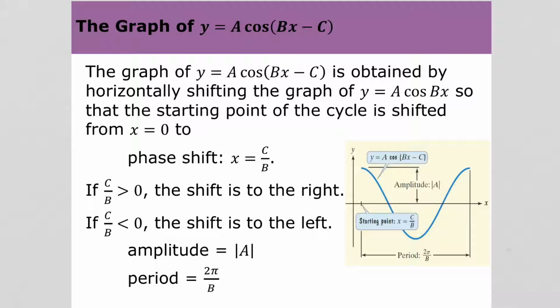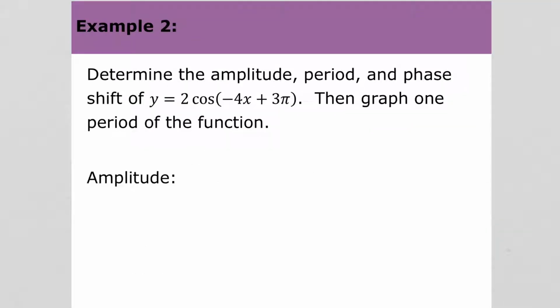Okay. Cosine, same thing as sine, except it's moved over. So we still use an amplitude in A, our period is 2 pi over B, and the phase shift is C over B. Same as with sine. So with this function, our amplitude, the number in front, absolute value of 2, or 2. The period, 2 pi over B. And B in this case is negative 4.